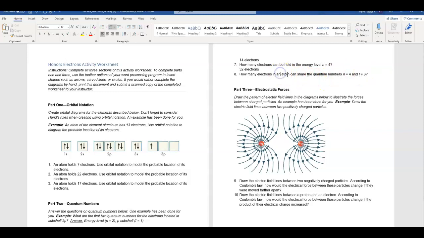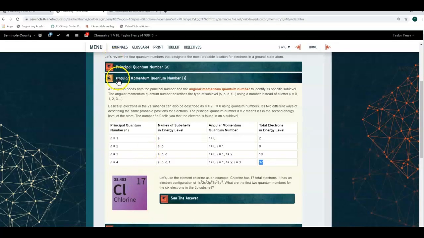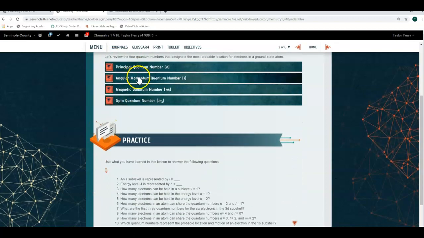How many electrons in an atom can share the quantum numbers n equals 4 and L equals 3? Okay, that one sounds kind of scary, but let's think about this. We just answered that n equals 4 can hold up to 32 electrons. And L equals 3. How many electrons can be held in L equals 3?